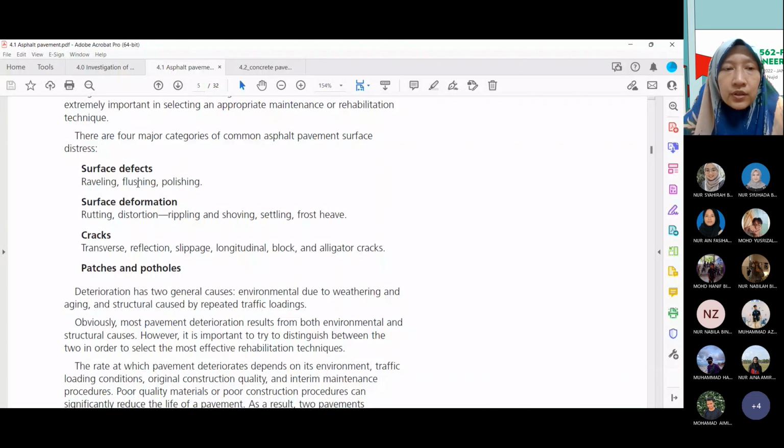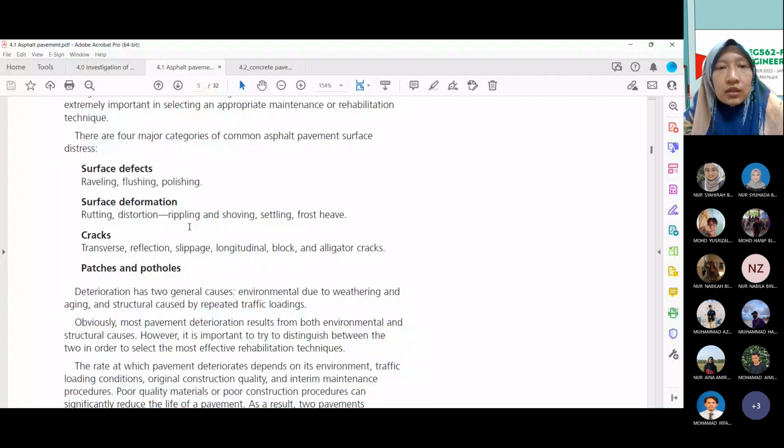Okay, surface defects, for example, raveling, flushing, polishing. And for the surface deformations, examples are rutting, distortion, rippling and shoving, settling, and frost heave. For cracks, for example, we're going to have transverse cracks, reflection, slippage, longitudinal, block, and alligator cracks.